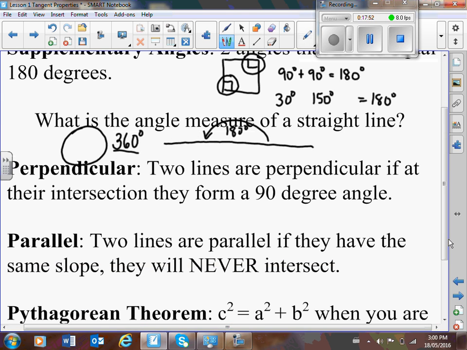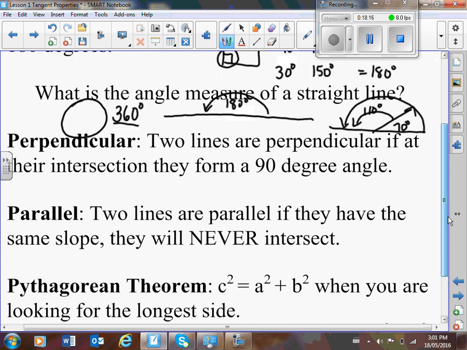Why is that relevant? Well, if I draw a straight line and I tell you that this is 70 degrees and ask you what this is, again, you should be able to do some subtraction, knowing that the full angle across here is 180. 180 take away 70, we end up with 110 degrees.